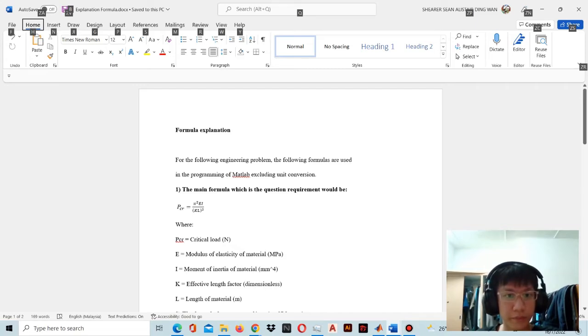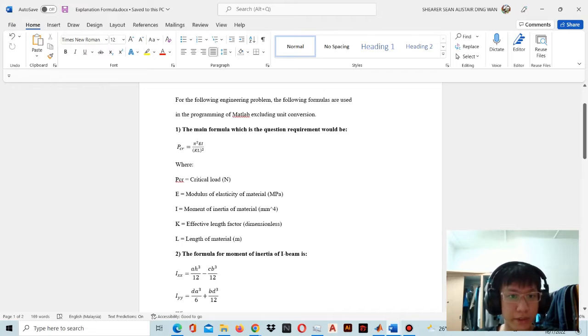The first formula will be the main formula, which is PCR equals pi squared EI over KL squared, where PCR is critical load, E is modulus of elasticity of material, I is moment of inertia of material, K is effective length factor, and L is length of material.